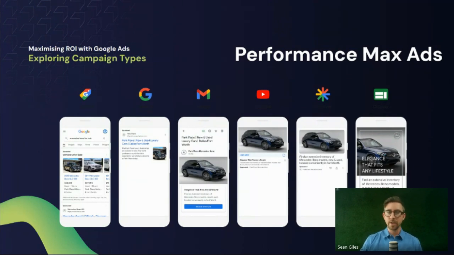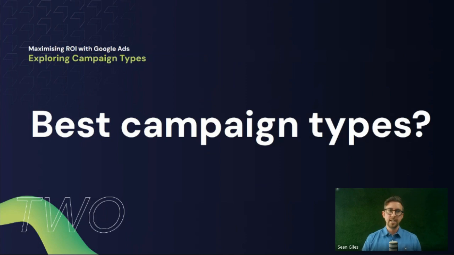Now, that might sound incredible, but it can be a bit difficult as well if you don't necessarily know what assets to give to the platform itself. So if you haven't run those initial campaigns, built up some data, and understood what is resonating with people and what isn't, then it can be quite daunting to put all that information in. So yeah, it can be a good one to use, depending on, again, your objectives and your goals as well. So what is the best campaign type?